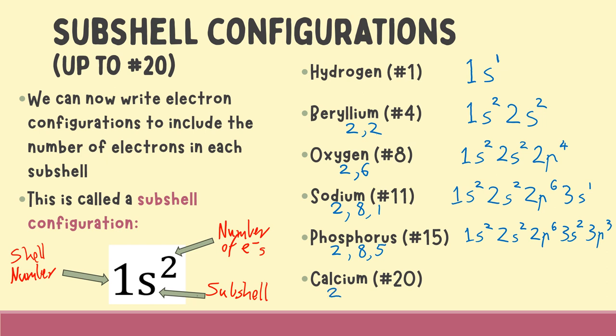Calcium, number 20, is 2, 8, 8 in the third shell. Remember, the outer shell can't have more than 8, so calcium has to have a fourth shell, which has the extra 2. So calcium will have the first shell full, the 2s is full, the 2p is full, 3s is full, the 3p is also full, so we're up to 18, and then we have those extra 2 that we need to add, and they'll be in the fourth shell, beginning with the 4s subshell.